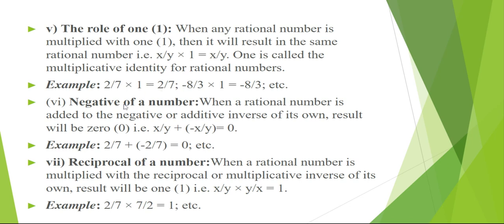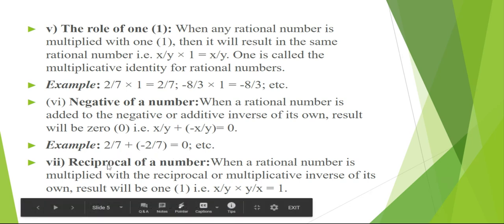Next we come to negative of a number. When a rational number is added to its negative, or you can also say its additive inverse, the result will be 0. That is, x by y when added to minus x by y will give you 0. There's an example shown of 2 by 7 when added to minus 2 by 7, the result is 0.